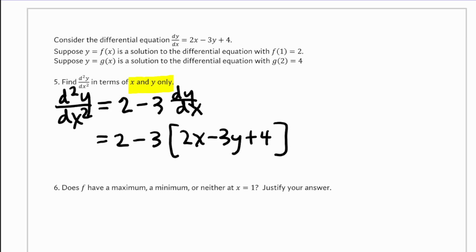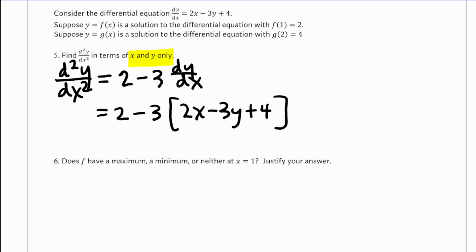And you can distribute if you want, but I think you're safer to just stop there. Okay, now they'll ask if f has a maximum, a minimum, or neither at x equals 1. Okay, so we're going to use the point x equals 1 and y equals 2 because f of 1 is 2.